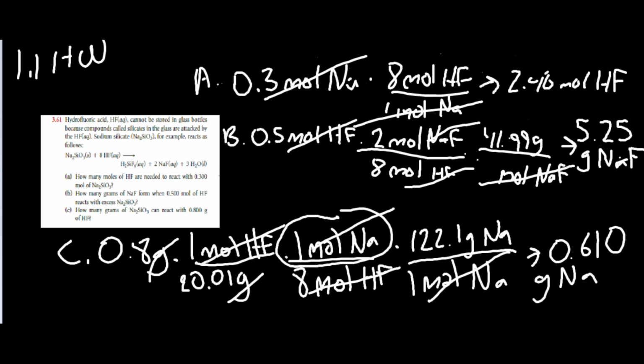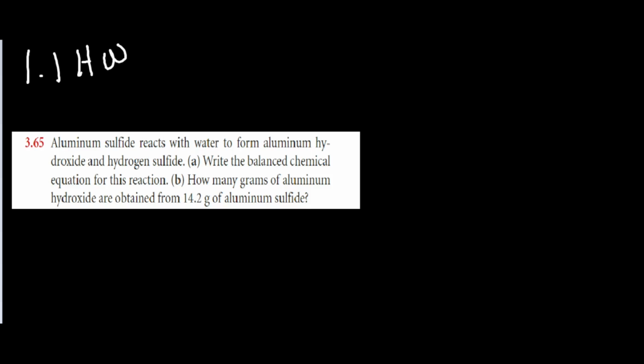sodium silicate. Okay, 65. Aluminum sulfide reacts with water to form aluminum hydroxide and hydrogen sulfide. Write the chemical equation. So I'm going to write this out and kind of talk about it. I'm going to go over most of this. I'm not going to go over the balancing because that takes a very long time, but I'll go over the actual writing it down. You're going to be given the periodic table for all of this, so you'll be able to decipher the chemical formulas of these compounds.